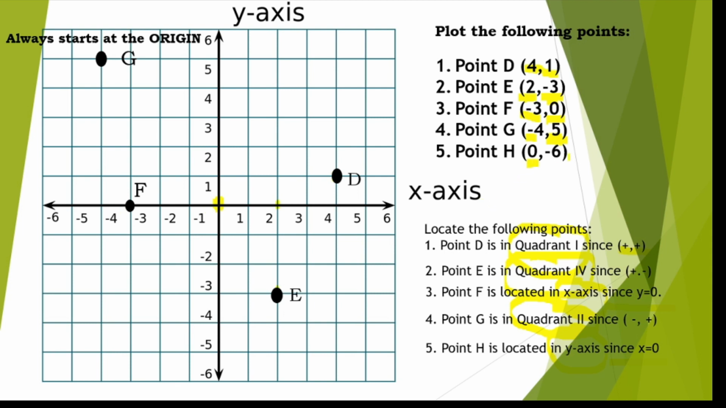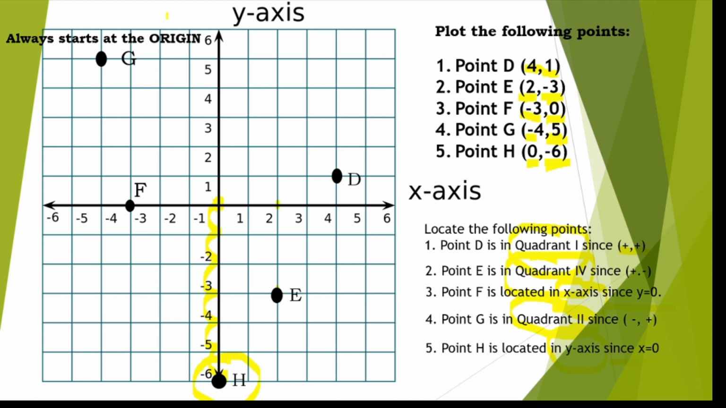Then we look at the value of y, -6. What does it mean? So from the origin, we are going to move downward 6 units. 1, 2, 3, 4, 5, 6. And then plot the point and then denote letter H. So now, this is our point H.